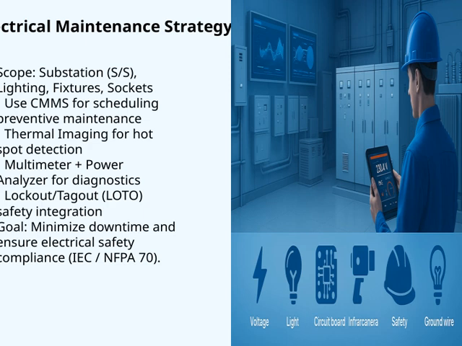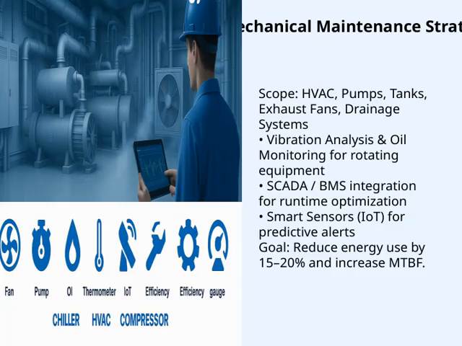The ultimate goal of all these measures is to minimize downtime, keeping our operations running smoothly, and to ensure compliance with electrical safety standards like IEC and NFPA 70. By integrating these strategies, we enhance both the safety and efficiency of our electrical systems. Now, let's take a closer look at our mechanical maintenance strategy. This covers a broad scope, including HVAC systems, pumps, tanks, exhaust fans, and drainage systems. Our goal is to ensure these components operate efficiently and reliably.